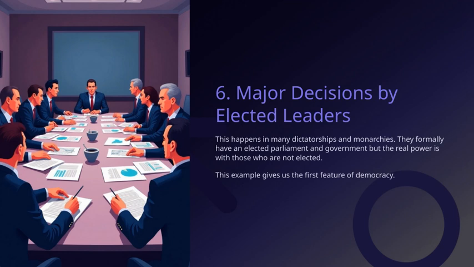What this example shows us is actually the first feature of democracy, that elected leaders have real power to make decisions. In a healthy democracy, the elected officials genuinely hold the authority. But in these other systems, even with elections, the true influence might be in the hands of unelected individuals or groups. So, understanding who really holds power helps us gauge whether a system is truly democratic or not. This distinction is critical as we explore the broader theme of how governments operate and how citizens can participate meaningfully.